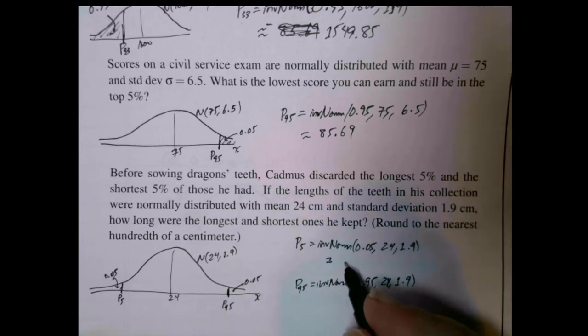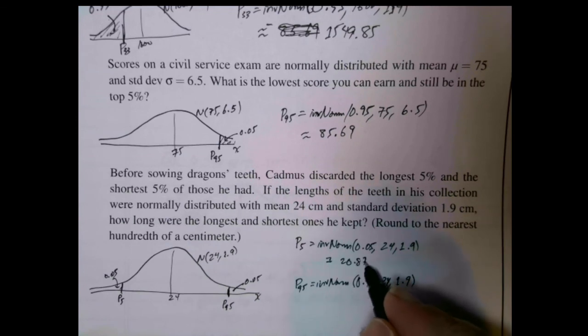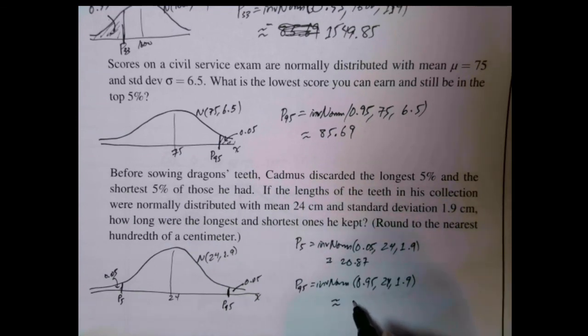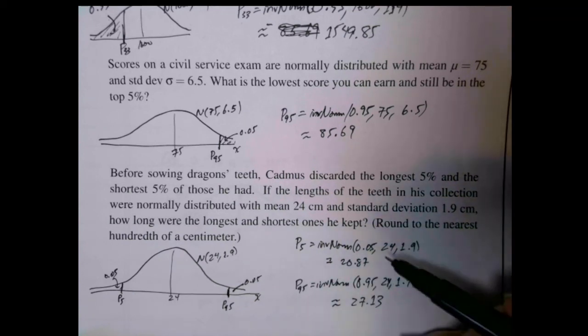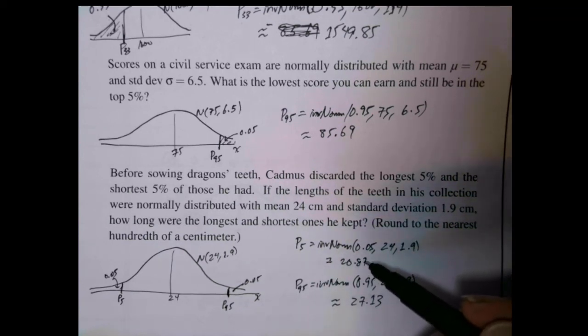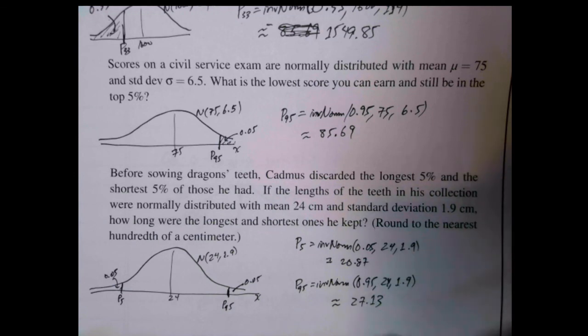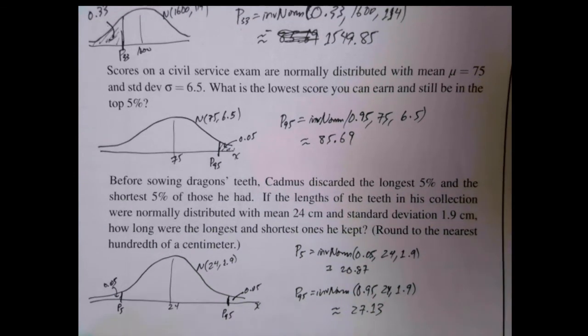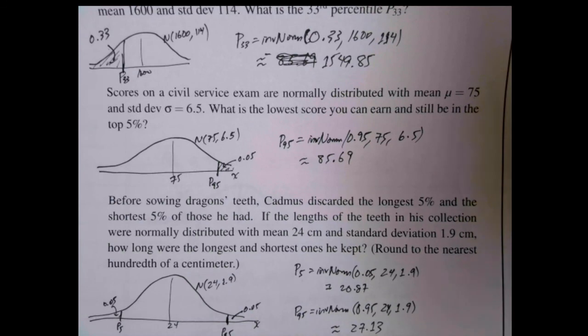This one turns out to be about 20.87 to the nearest hundredth, and this one turns out to be about 27.13. So he would throw away any teeth that were shorter than 20.87 centimeters or longer than 27.13 centimeters. All right, that's about it for this section.